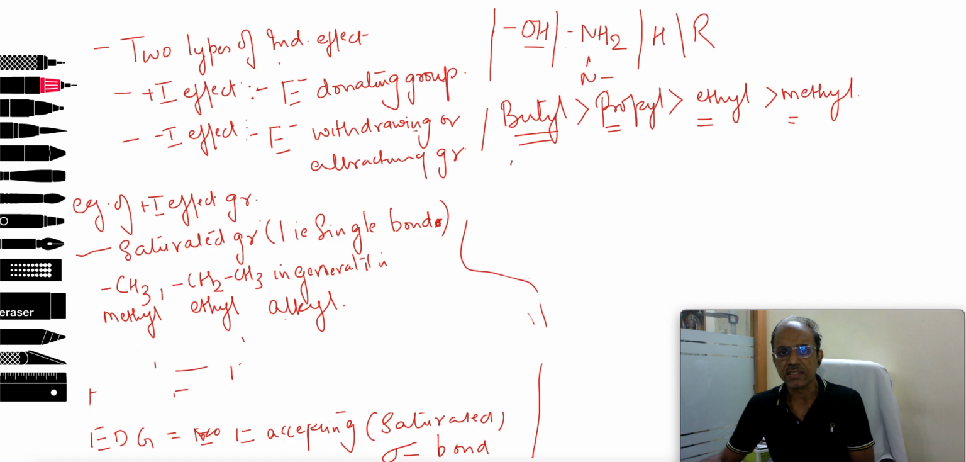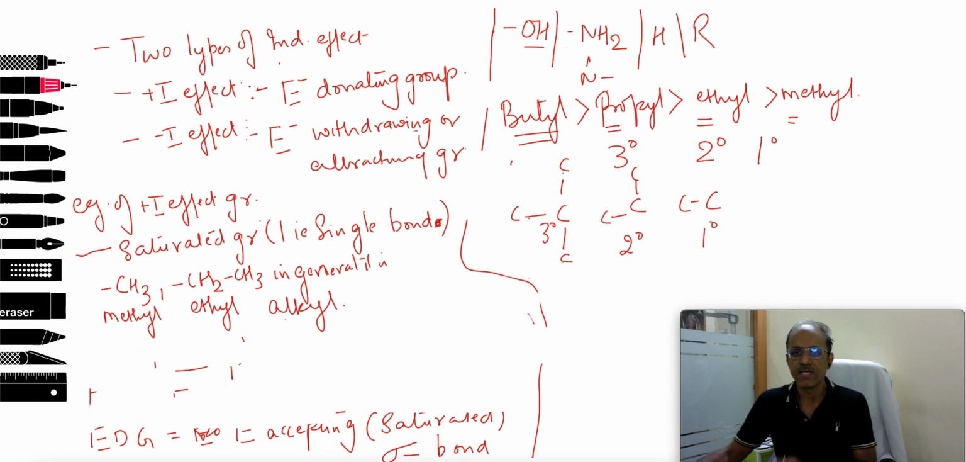That means you can say tertiary carbon atom, secondary carbon atom, and primary carbon atom. Tertiary carbon atom means this carbon atom is bonded to 3 different carbon atoms. If you remember, in lecture 1 I had shown you, because this is bonded to 3, this is tertiary. Similarly, this carbon is bonded to 2 carbon atoms, so it becomes secondary, and this is bonded to only 1 carbon atom, so this is primary. So I will say tertiary is more electron donating than secondary, which is more electron donating than primary. Fine.